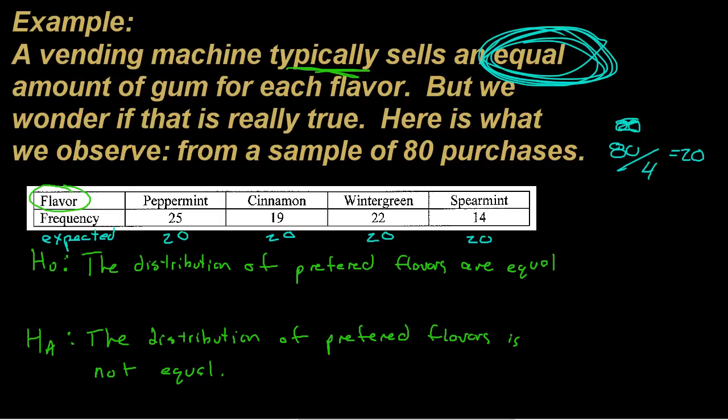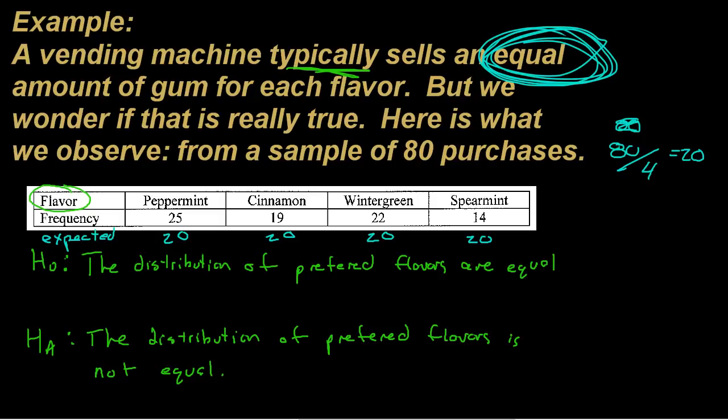Next thing I need is my conditions, right? The conditions are also fairly easy. The sample must be random to avoid bias. The sample size of 80 must be under 10% of all purchases to assume independence. And the last condition is that I need to be big enough.